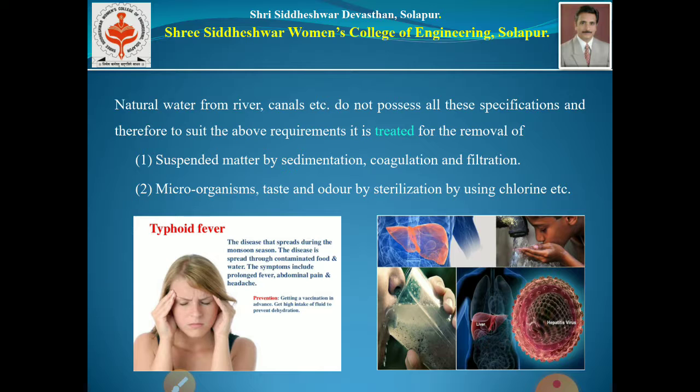For the treatment, we have to remove the suspended impurities by sedimentation, coagulation, filtration. The impurities which are floating, we have to remove, and we have to remove the microorganisms, bacterial impurities, which are causing diseases, like typhoid, and hepatitis B, ज्याला आपण कावीळ म्हणतो. This can be removed by sterilization using chlorine. It is called disinfection. In the further part of this unit, we will study all these treatment processes.